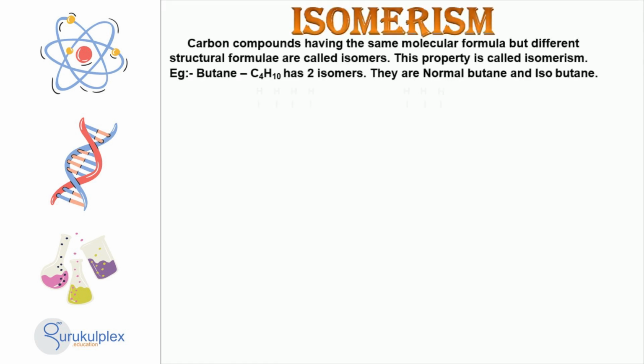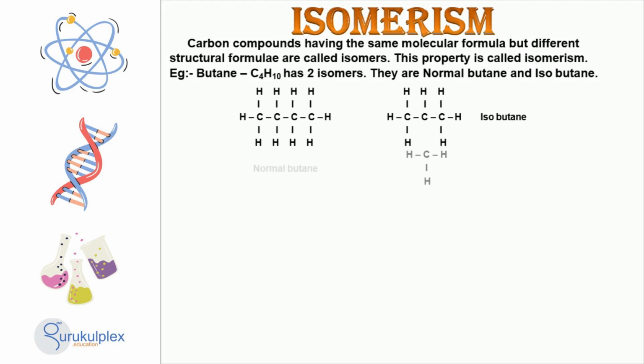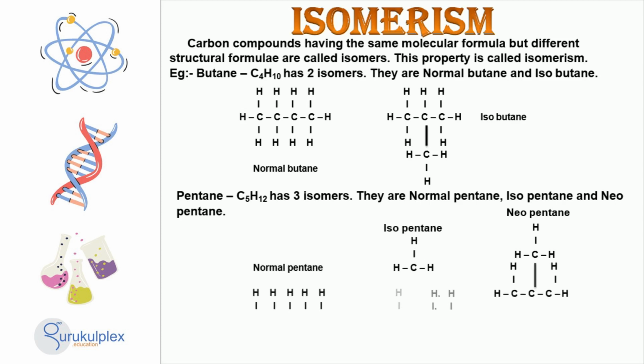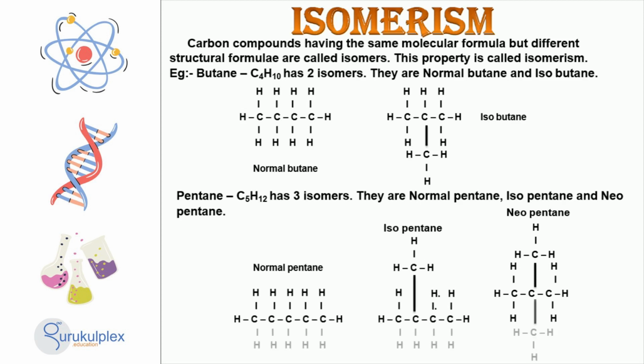Isomerism is the property of having different structural formulae with the same molecular formula. This can be illustrated with various isomers of butane, C4H10, and pentane, C5H12. For example, butane has two isomers, normal butane and isobutane.